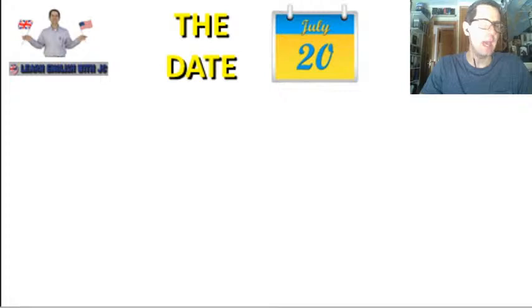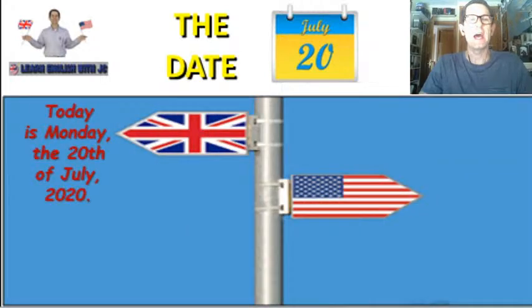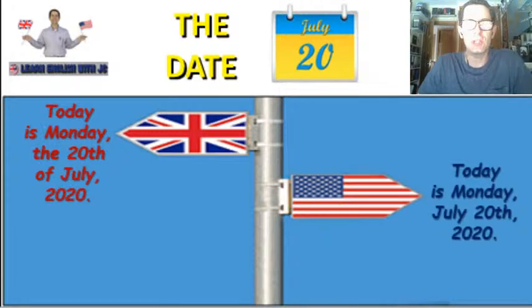Okay, let's begin with the date. The date, okay. We have the British version. Today is Monday, the 20th of July 2020. I repeat, today is Monday, the 20th of July 2020. My God, the month is almost finished. Ya casi se acaba el mes. Bien, an American version. Today is Monday, July 20th, 2020.